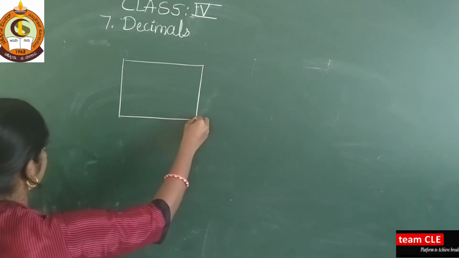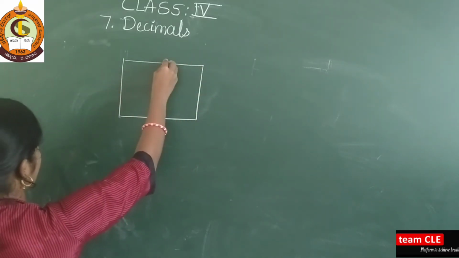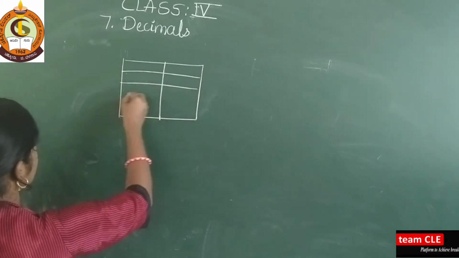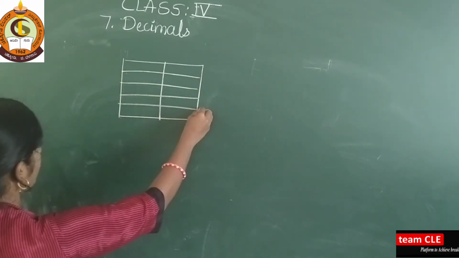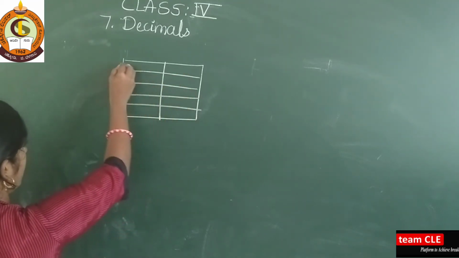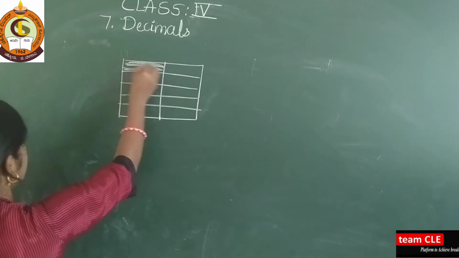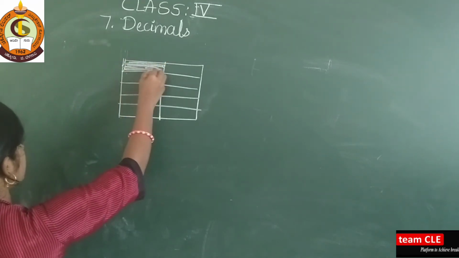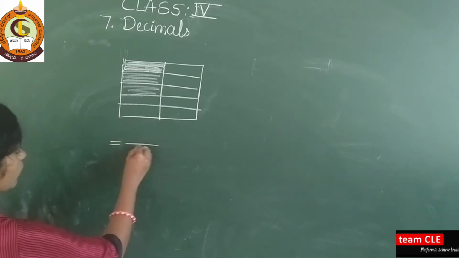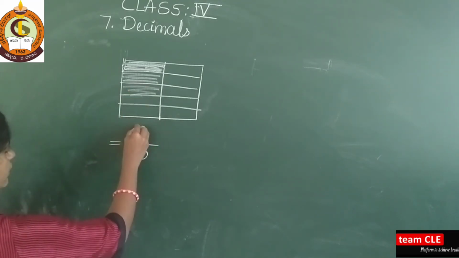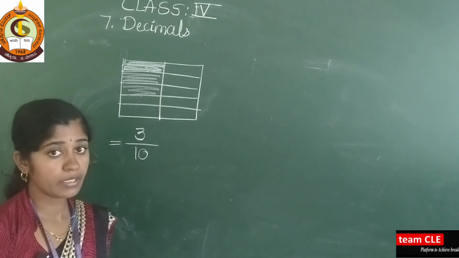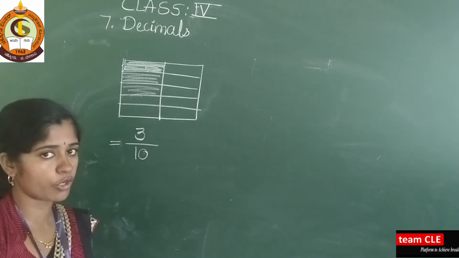I will draw it a little bit bigger, and here I will make 2 parts, each with 1, 2, 3, 4, 5. And I will shade some parts. Tell me, here I will shade 3 parts: 1, 2, 3. Then tell me, the total parts are 10 and the shaded part is 3. So this is the fractional form of the number.